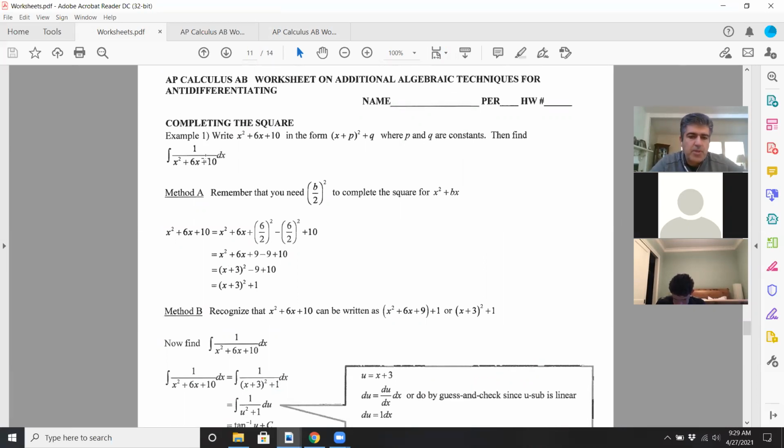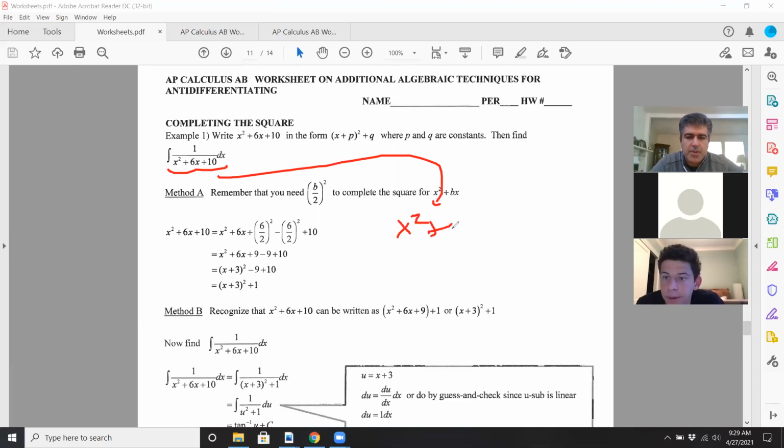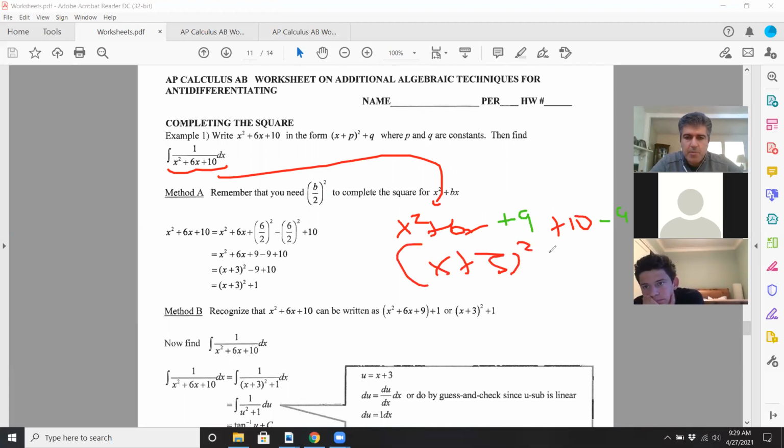So what you can do is complete the square. In case you forgot, you focus on x squared and 6x and push the 10 off to the side. You take half of the linear coefficient, which is 6, and square it, which is 9. Then you have to put a minus 9 to be balanced. Then you could do your factoring, because it's a perfect square, and put in plus 1.